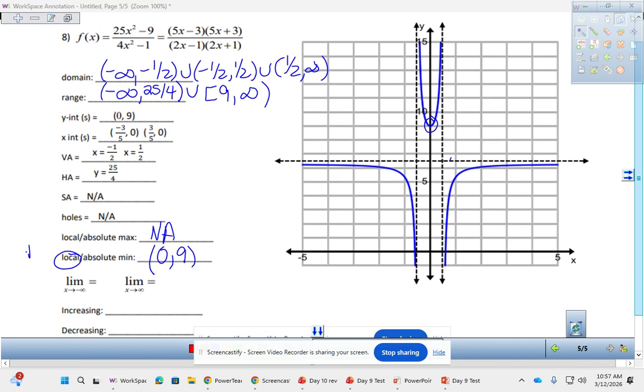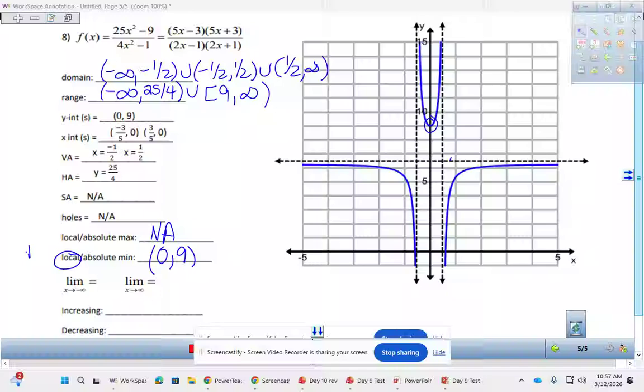Because there's a min or a max, that makes the increasing, decreasing a little trickier. It's going to be more than just the domain intervals. We're going to have to split up one of those domain intervals, the middle one, because I've got on this one interval increasing and decreasing. So split that one up.